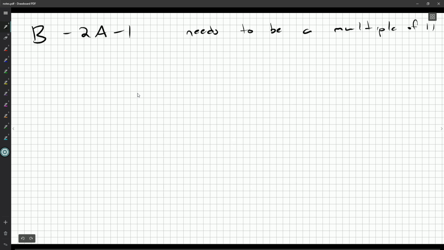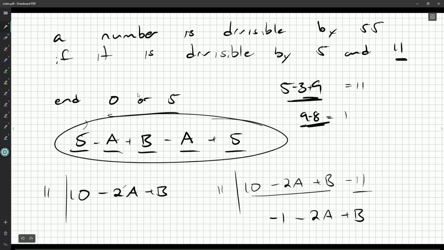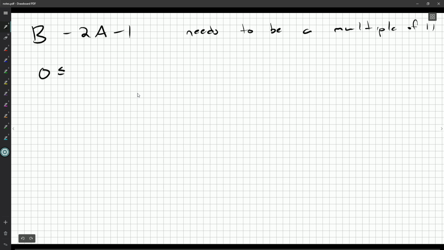Okay? Now, B and A are single digits, and they can be 0. Only the leading digit couldn't be 0. So B could be 0. A could be 0. A could be as big as 9. So 2A would be between 0 and 18.